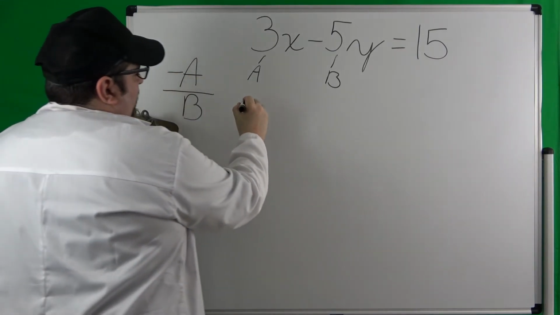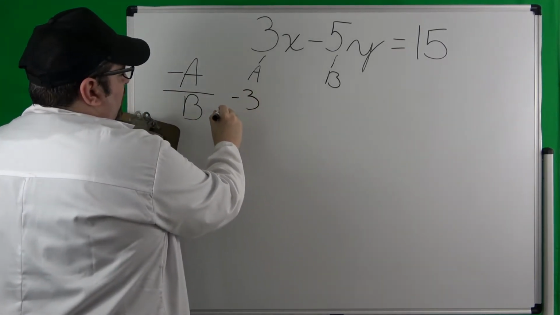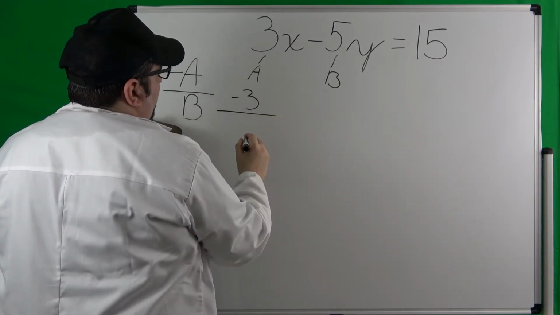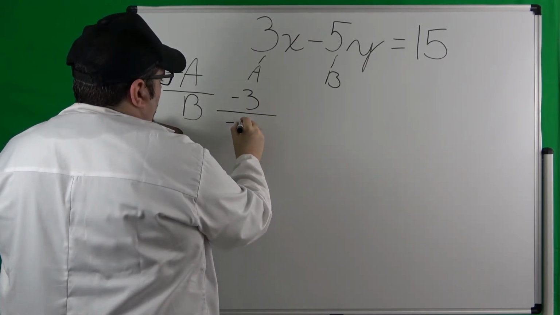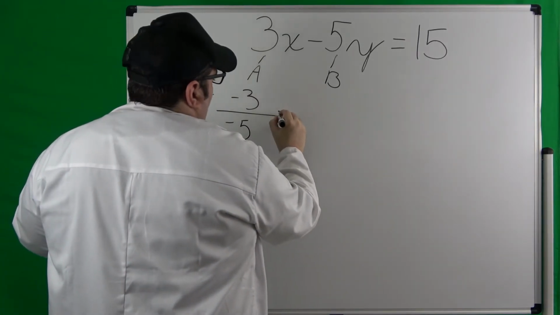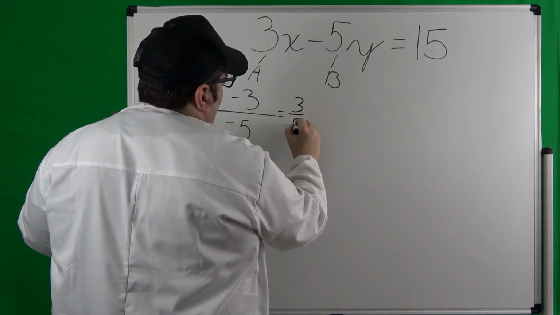So the opposite of 3 over b, which is negative 5, equals 3/5.